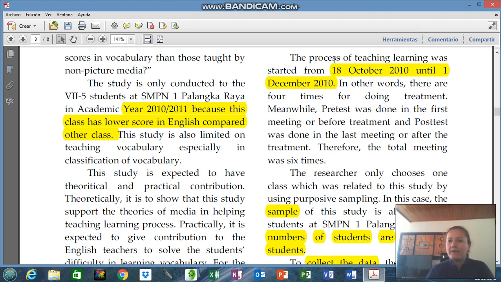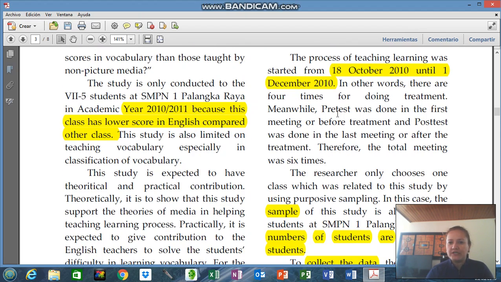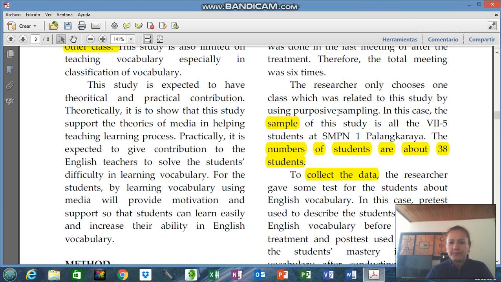Right here, the process of teaching and learning was started from October 18, 2010 until December 2010. That is another part. They started this research in this year. How do we know what's quantitative? Because they are giving us these clues. Sample, yes, the number of students is about 38 students.